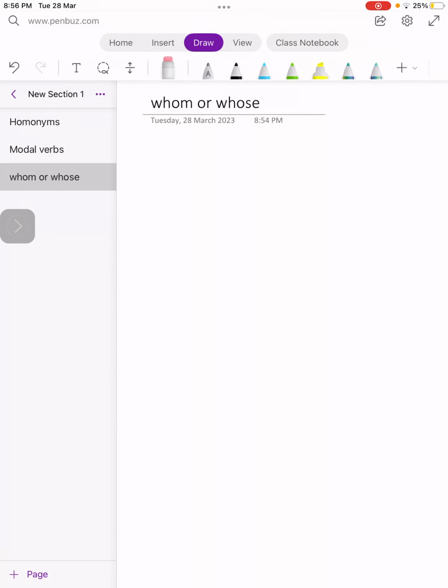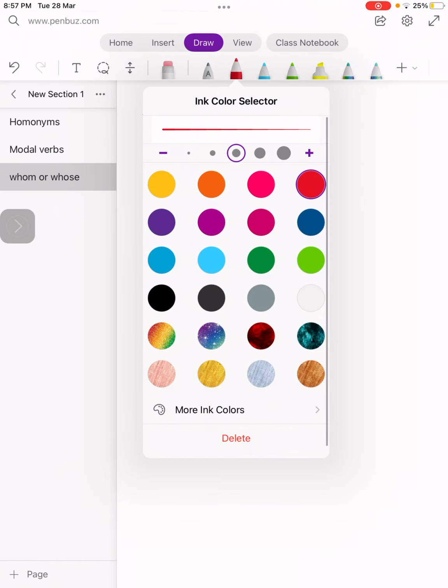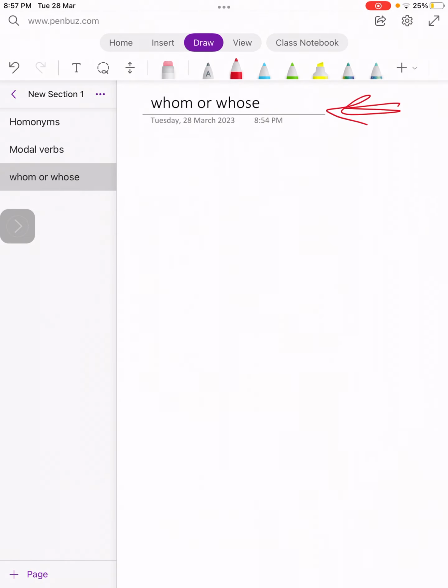Hello everyone, so I'm going to talk today about the difference between whom and whose and how we can use them to make our writing better and more interesting. Instead of having too many simple sentences, we're going to have some interesting sentences, a better writing using the word whom or whose.